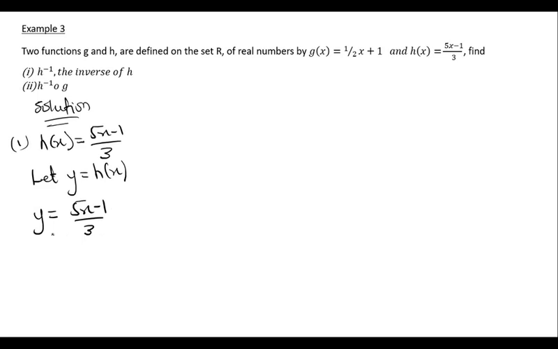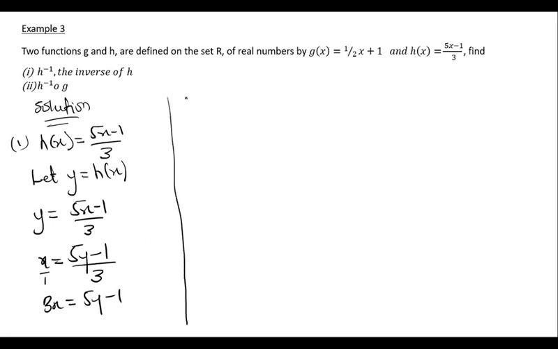So what do I mean by this? We interchange the position of x and y. So we have x is now equal to 5y minus 1 all divided by 3. We now solve and make y the subject, and that becomes our inverse function. So 3 will multiply x, this is over 1, so we have 3x is equal to 5y minus 1.